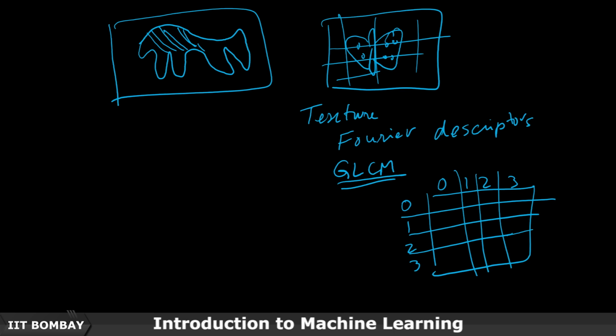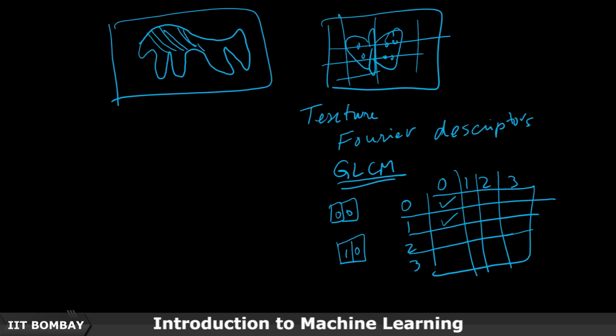Whenever we have 2 pixels that are together and they are both 0, then we will increment this by 1. If we have 2 pixels where one is 0 and the other is 1, we will increment this by 1 and so forth. Okay. So we will increment different bins of the GLCM matrix based on which pixels appear together in the image.